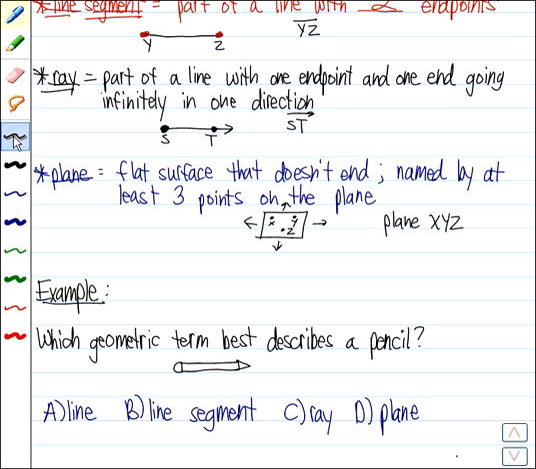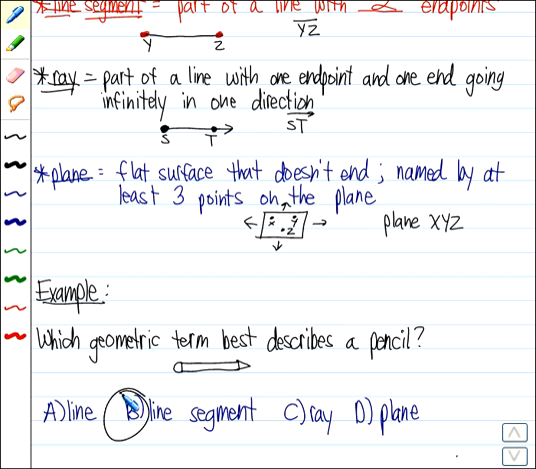Okay, good. So using these geometric terms, let's figure out which one works best for this. Our example says, which geometric term best describes a pencil? Is it A, a line, B, a segment, C, ray, or D, plane?